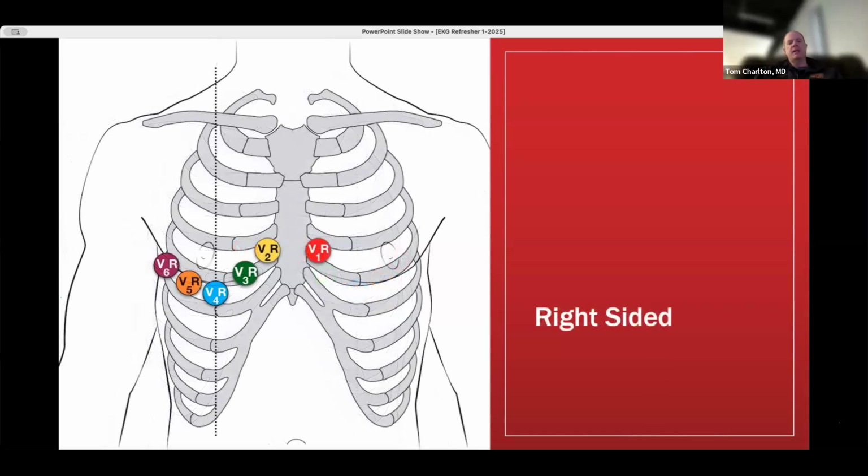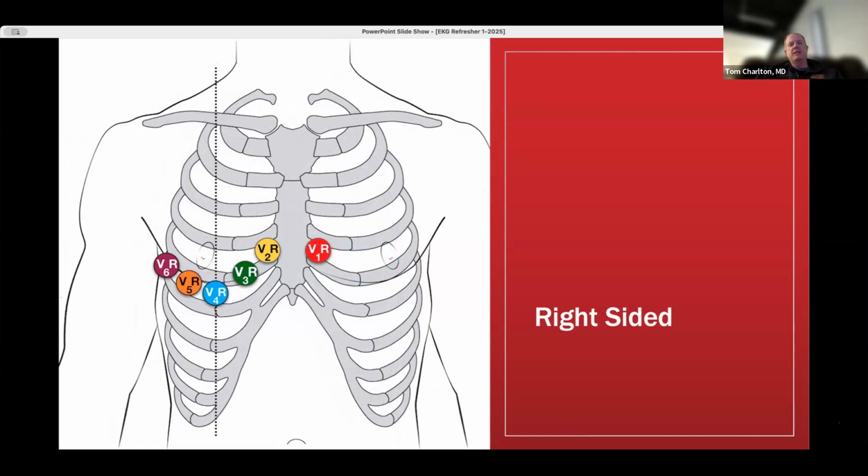There's also a right-sided EKG that you can do. So basically you mirror the precordial leads. Instead of V1 being where V2 is here, you start where V2 normally would be, and then you work your way, just like you would on the left side, over on the right. It's not as useful of a diagnostic tool unless you really want to take a closer look at that right side. Really, it's more for cardiologists.